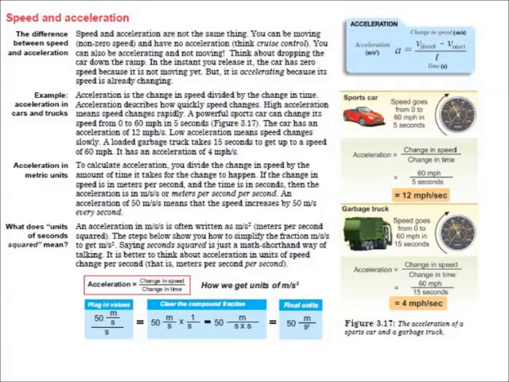To calculate acceleration, you divide the change in speed by the amount of time it takes for the change to happen. If the change in speed is in meters per second and the time is in seconds, then the acceleration is in meters per second per second. An acceleration of 50 meters per second squared means that speed increases by 50 meters per second every second. An acceleration in meters per second per second is often written as meters per second squared. The steps below show you how to simplify the fraction in meters per second per second to get meters per second squared. Saying "second squared" is just a math shorthand way of talking. It is better to think about acceleration in units of speed change per second.